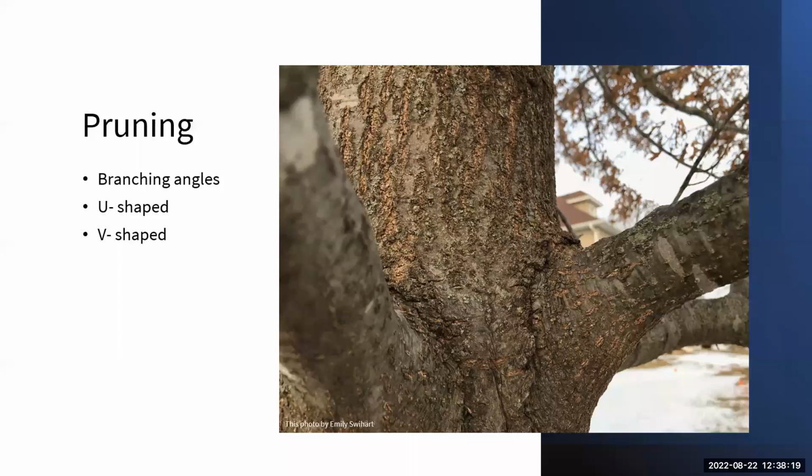Pruning, so you want to be looking at branch angles. I had said about having a desired branch attachment being wider more than narrower. I think 45 to 90 degree branch angles are the strongest. So this type of angle is going to be the strongest. A more narrow branch angle is going to be weaker. But you want to make pruning cuts and pruning decisions to help influence branch development.